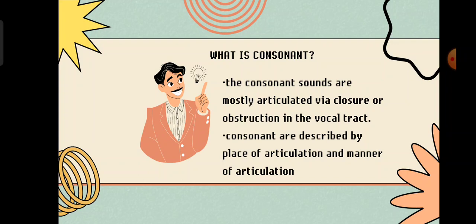So next we have consonants. What is a consonant? Consonant sounds are mostly articulated via closure or obstruction in the vocal tract. Consonants are described by the place of articulation and manner of articulation. In the production of consonants, the sound is altered or modified greatly as it passes through the mouth and throat. Compared to consonants, vowels are almost physically unmodified breaths of air.